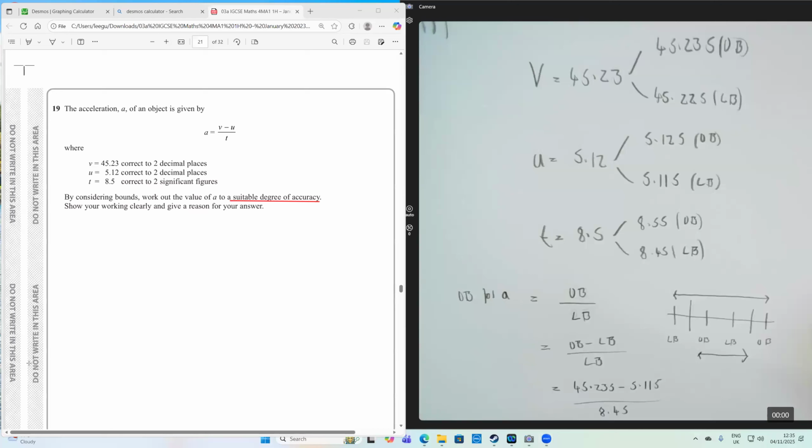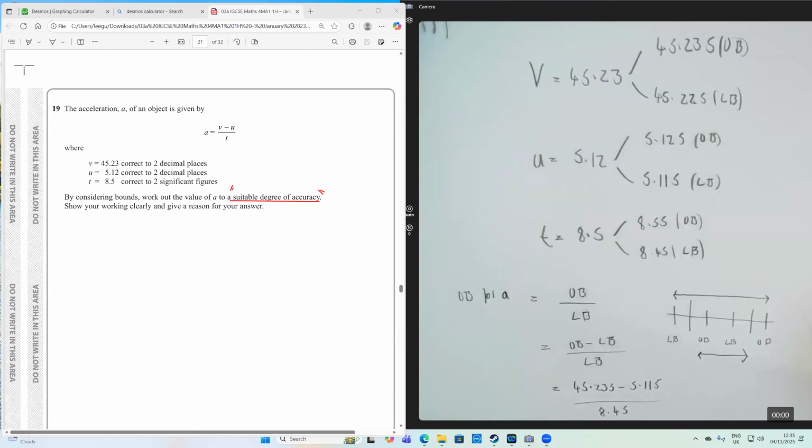So when they ask you to do this, suitable degree of accuracy, quote unquote, what you've got to do is work out the upper bound and the lower bound of a, and then see to which extent they agree with each other.